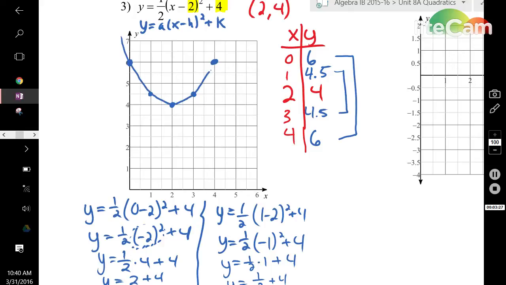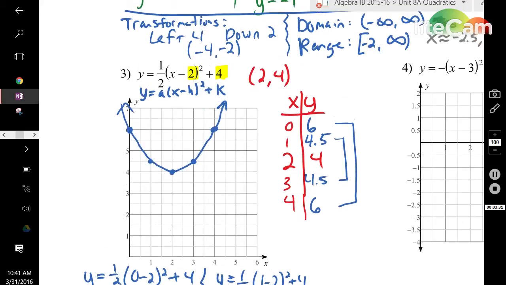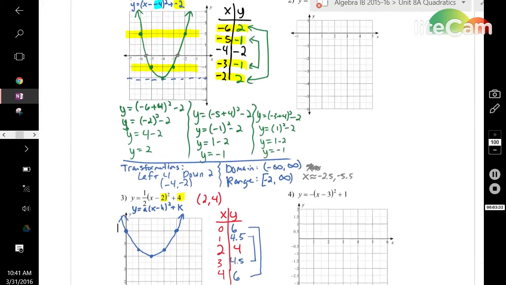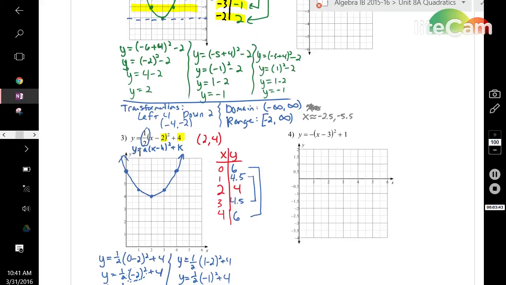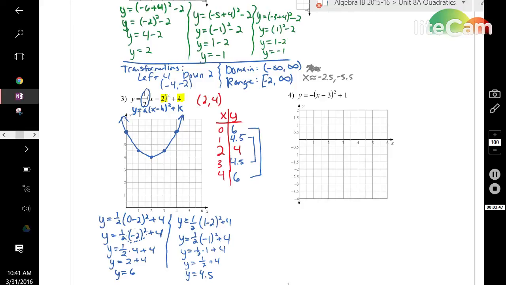Compared to the first parabola we graphed, this one looks a little wider. And I'll pan out so you can see the difference. See, this green one up here is kind of narrower, and this one's a little bit wider. That's due to the a value being 1/2. Like we said before, if the a value is between 0 and 1, it kind of flattens the curve. We call it vertical compression.